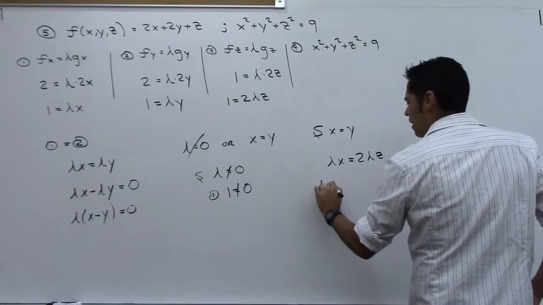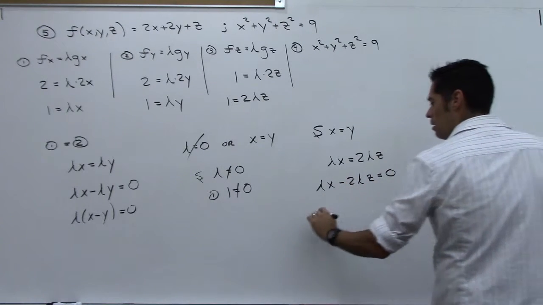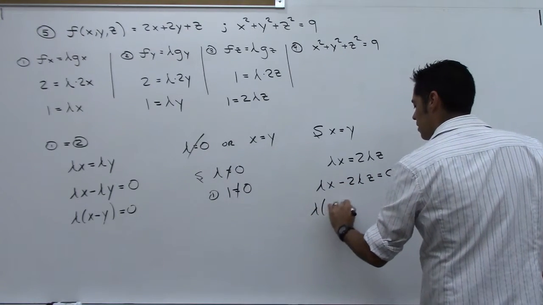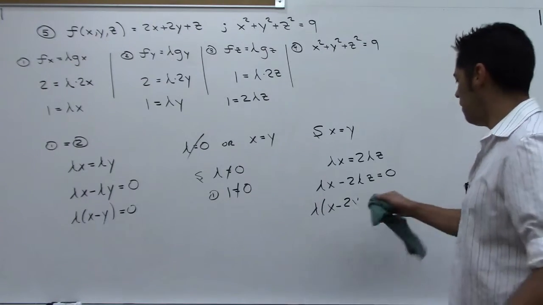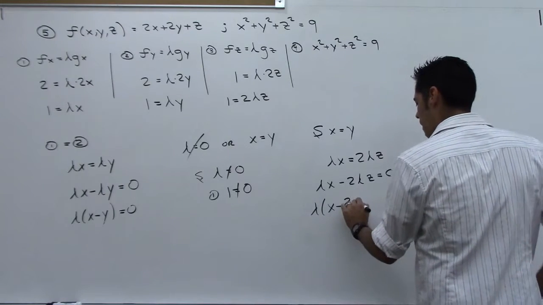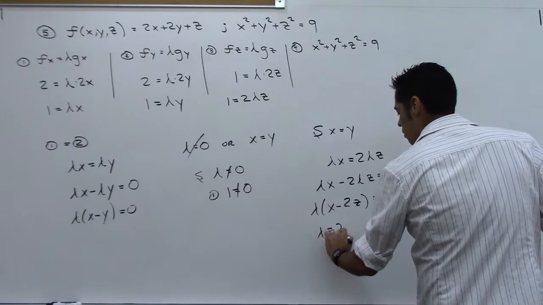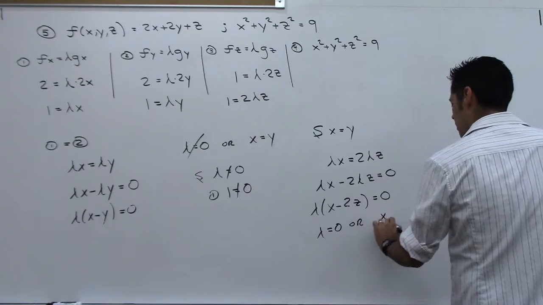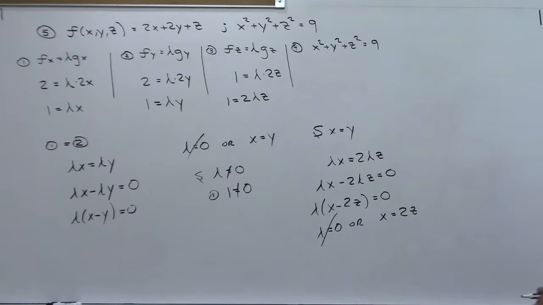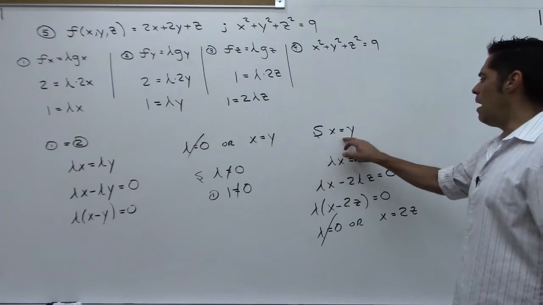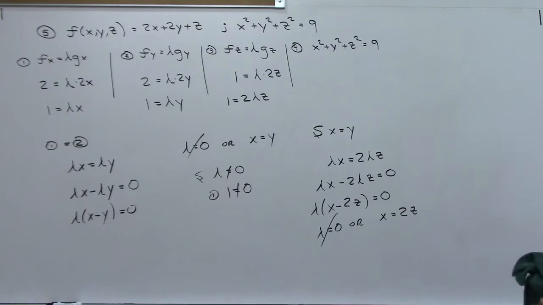Move everything to one side. Lambda x minus 2 lambda z equals 0. Pull out a lambda, I get x minus 2z equals 0, which means lambda is 0 or x equals 2z. And we already know lambda can't be 0. So if x is equal to y, we also know x must be equal to 2z.